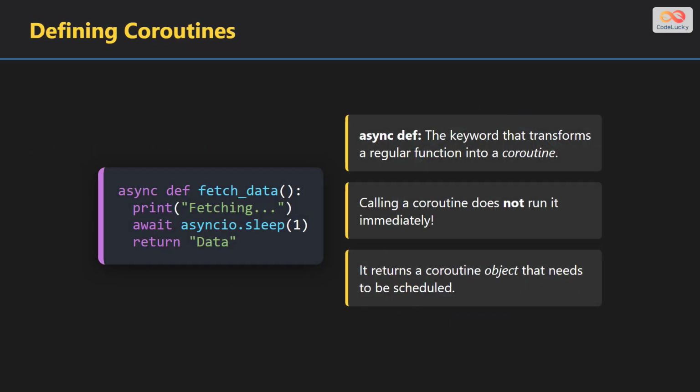So how do we create these tasks? We use coroutines. You define a coroutine just like a normal function, but you use the async def keywords. Here is the important part. Calling this function doesn't run the code inside it immediately. Instead, it returns a coroutine object. It's like a plan for work that needs to be scheduled on the event loop.